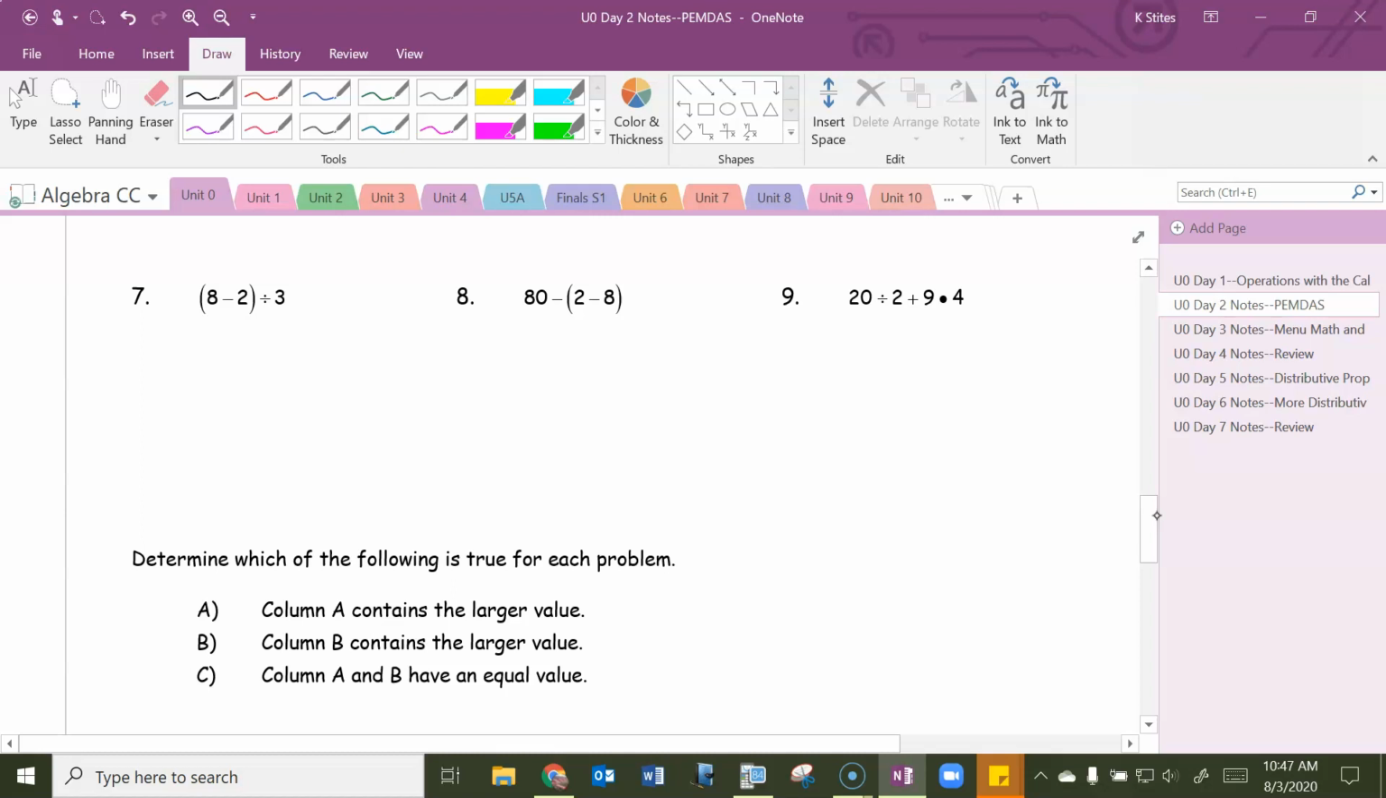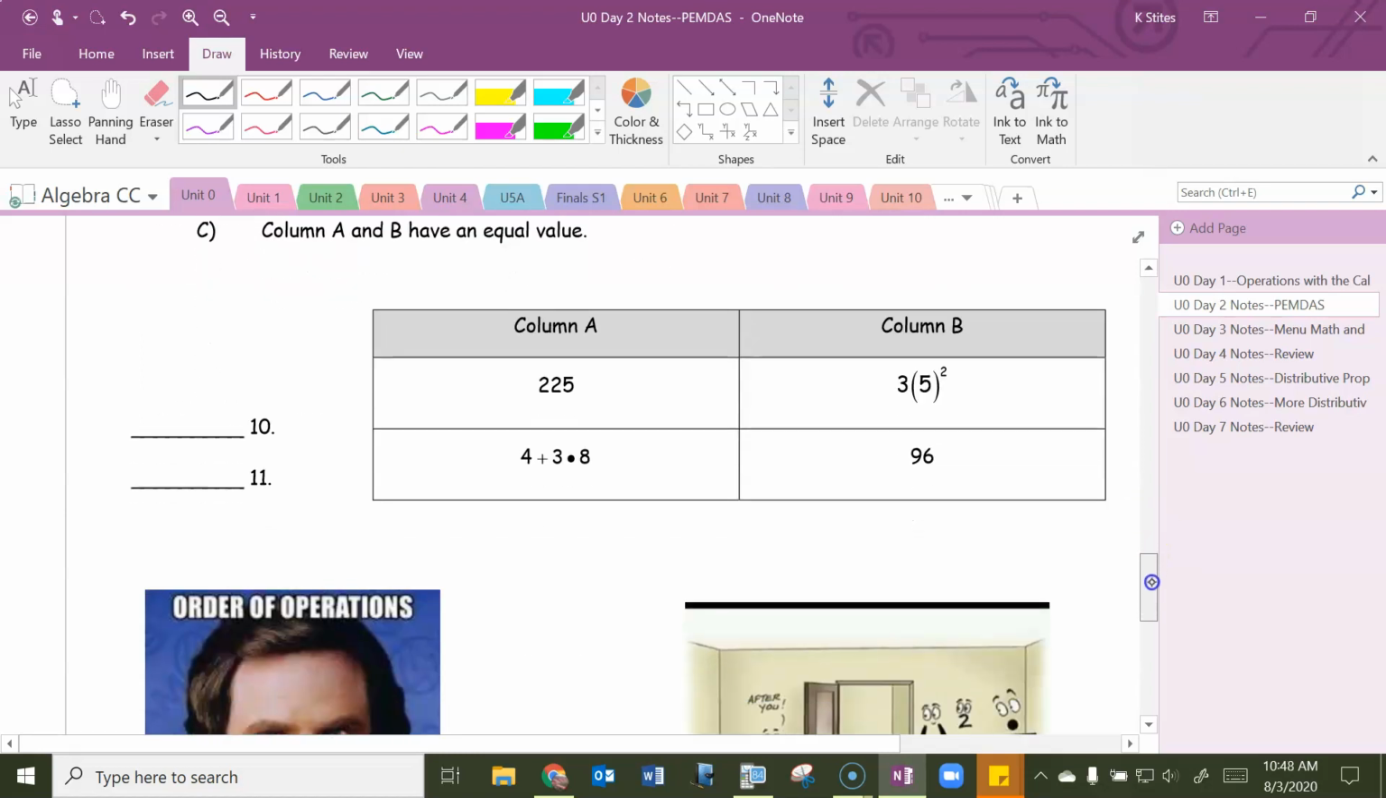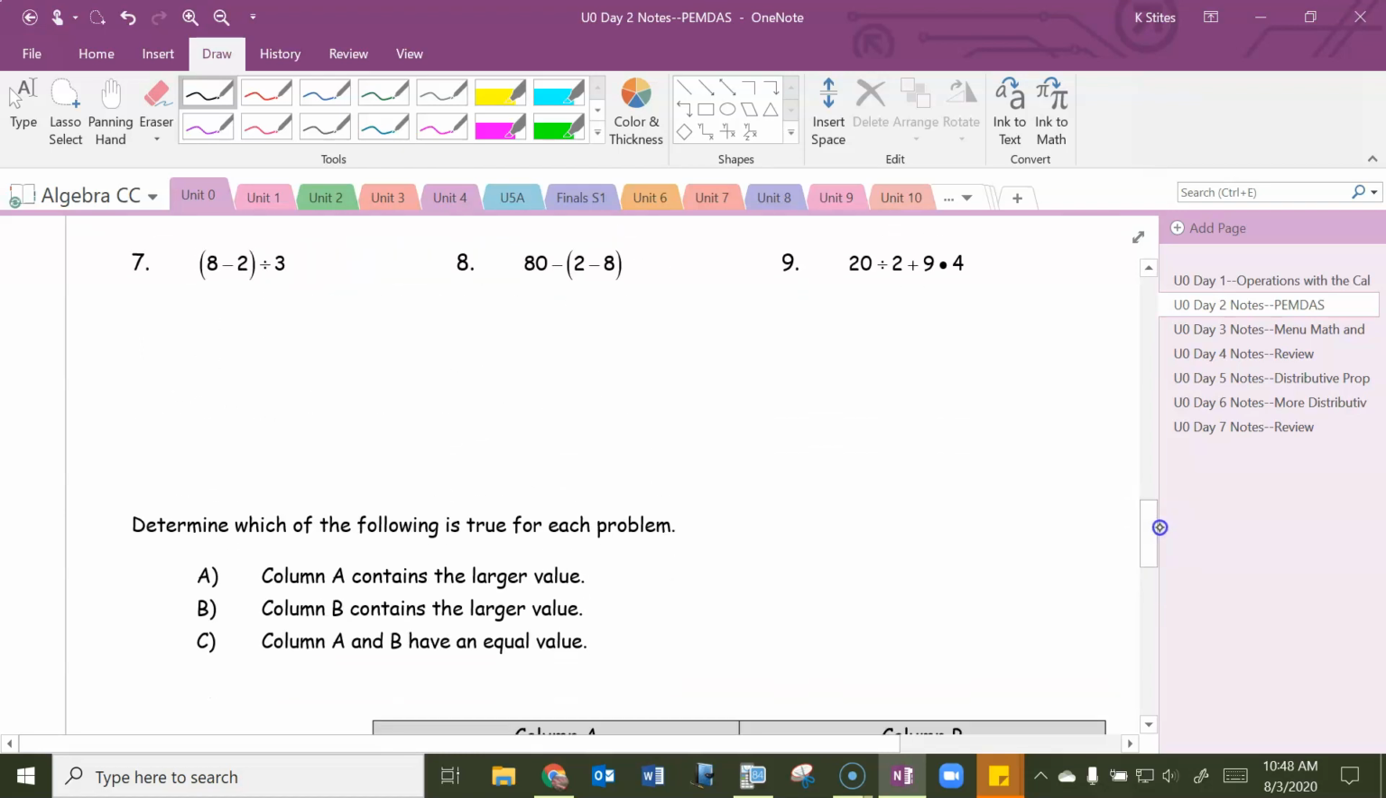All right, last 3, and we might do 10, 11. I had a long video for you yesterday, so I want today to be short. So let's see how much time we have here. PEMDAS, write it off to the side. P for parentheses. 8 minus 2, 6. 6 divided by 3 is not 3, it is 2.